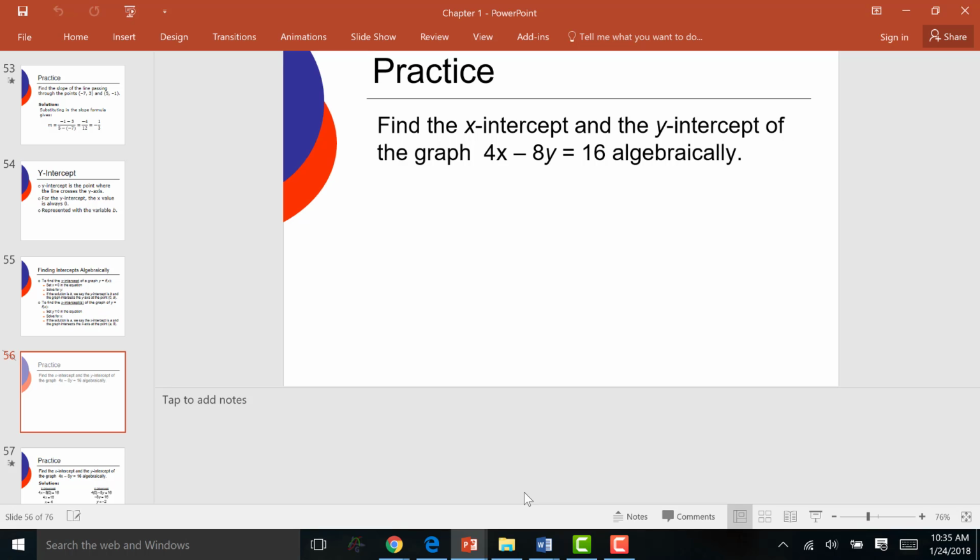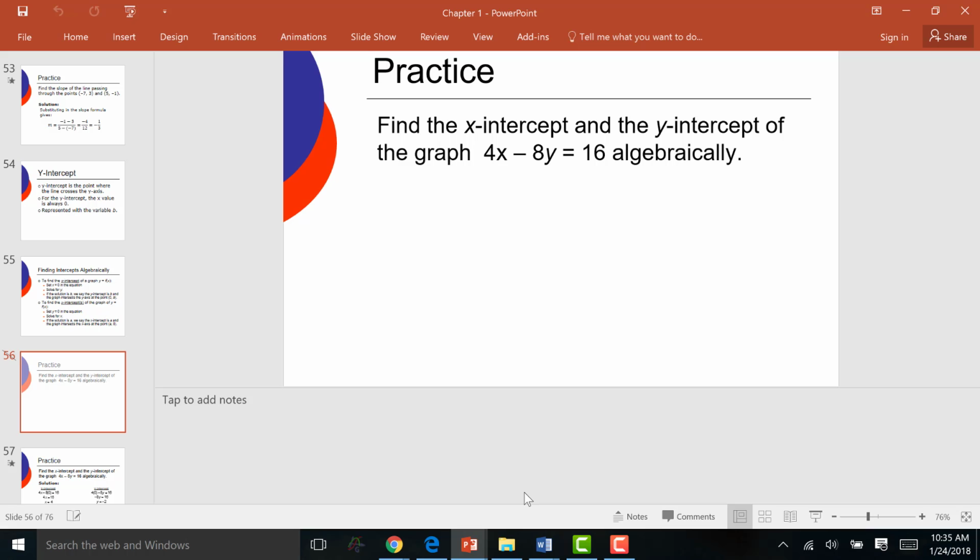Step 1, again, I'm finding the x-intercept first. Over here, we're going to find the y-intercept. So step 1 for the x-intercept: plug in a 0 for y. It says set y equal to 0. Alrighty, so here's my equation, 4x minus 8y equals 16. I'm going to plug in a 0 for y.